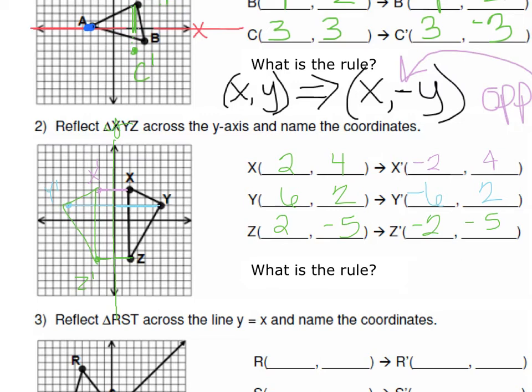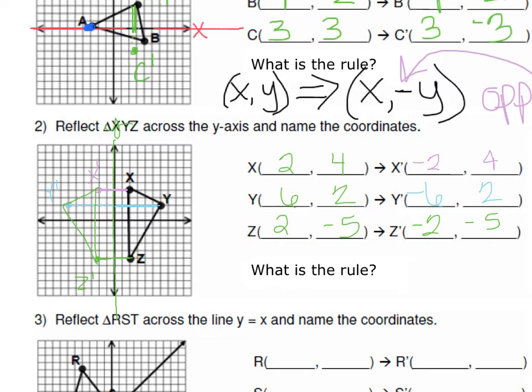Now again, let's look at the rule. So let's look at the change. Our x's are 2, 6, and 2, and then we went negative 2, negative 6, negative 2. And then our y's are 4, 2, negative 5, 4, 2, negative 5. So the y's stayed the same. The x's were the ones that are opposite.